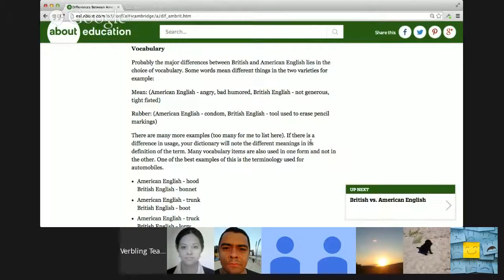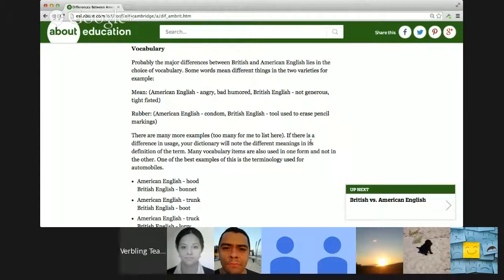Vocabulary. Probably the major differences between British and American English lie in the choice of vocabulary. Some words mean different things in the two varieties, for example: mean, American English: angry, bad-humored; British English: not generous, tight-fisted. Rubber, American English: condom; British English: to use to erase pencil markings.